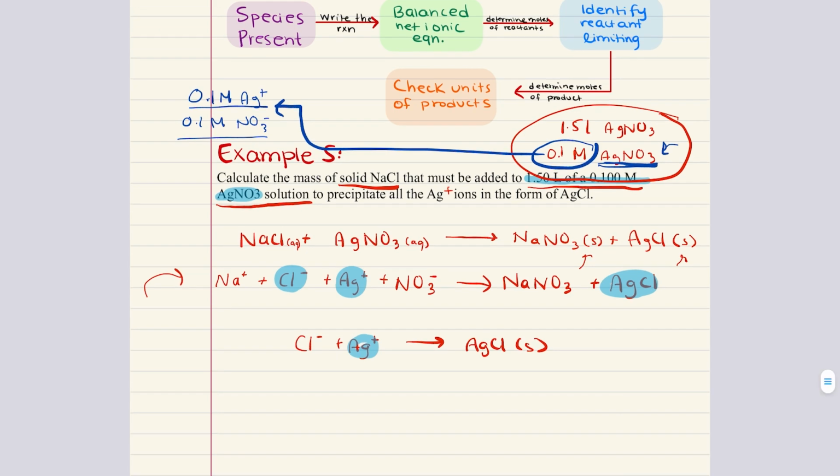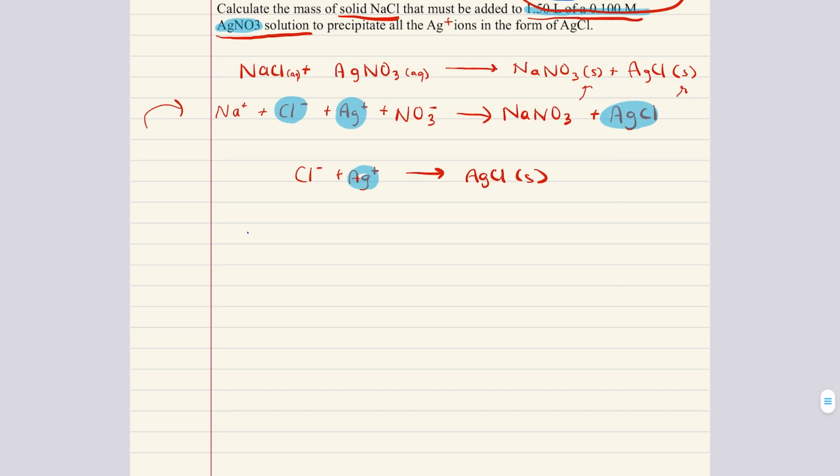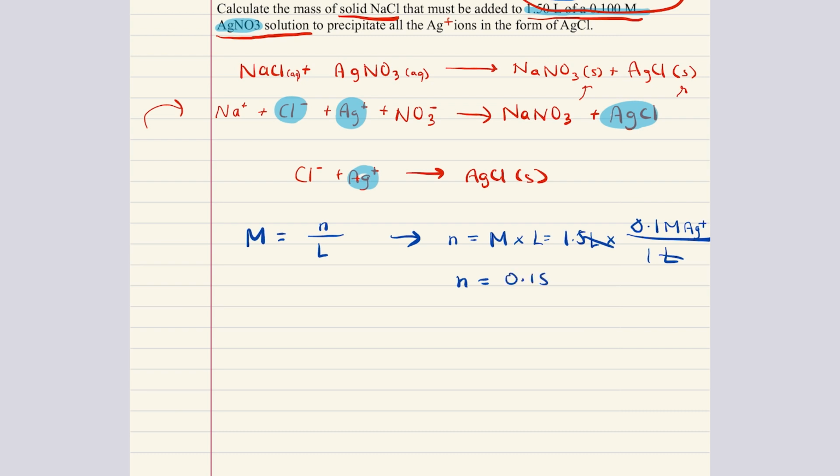And what we can write now is that, okay, we know molarity is equal to moles over liters of solution. We can solve for moles if we multiply molarity by liters. We have our molarity and we have our liters. We have a 1.5 liter solution multiplied by a 0.1 molar solution, and we're going to just focus on the silver ions here per 1 liter. Liters cancel out, and now we get our moles of silver. Our moles of silver are 0.150 moles of silver.